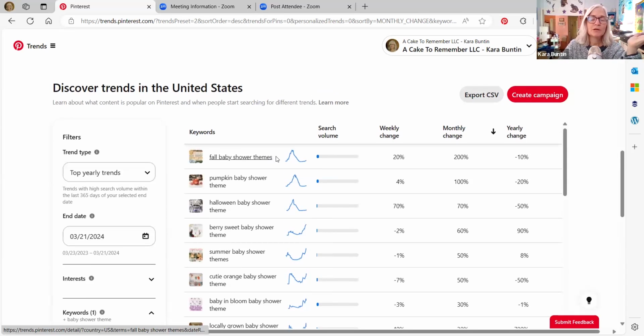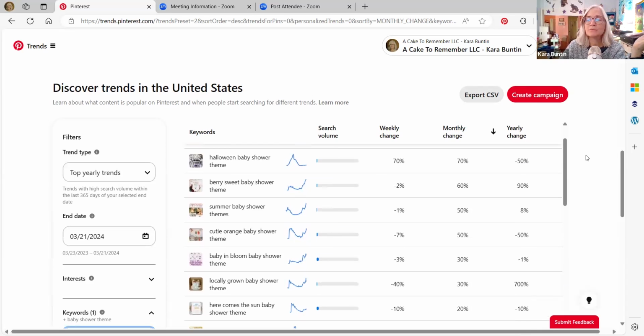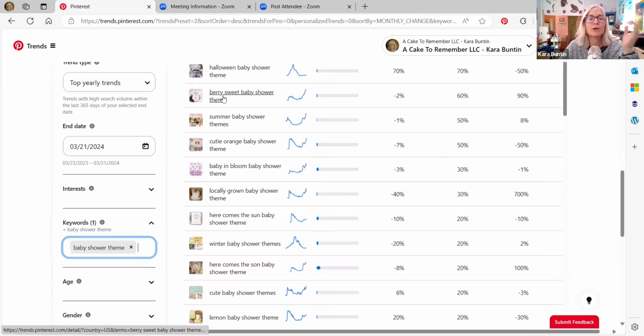And okay, fall baby shower themes. This is giving us the trend of when these searches are popular. Pumpkin, okay, pumpkin baby shower, it's a kind of normal theme. Berry sweet. I wouldn't have thought of that.